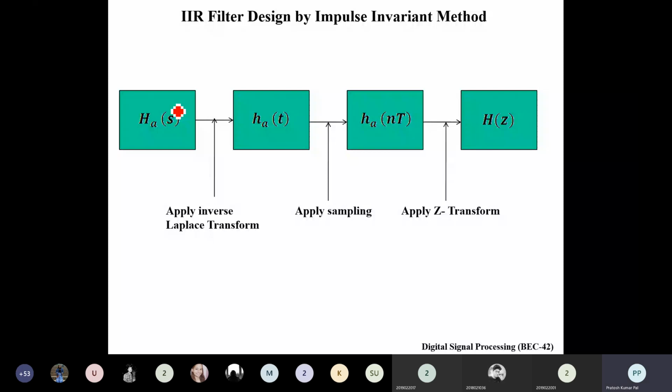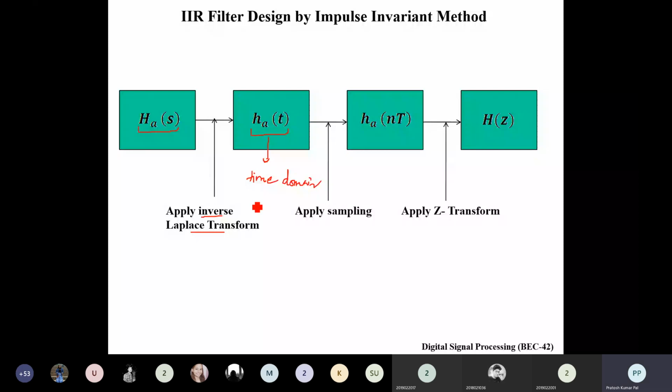The transfer function will be given to us. This analog transfer function is in the form of a Laplace transform. We will take the inverse Laplace transform and get h(t), which will be in the time domain. Once it is in the time domain, it is continuous.